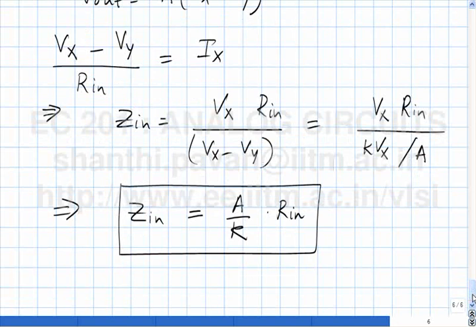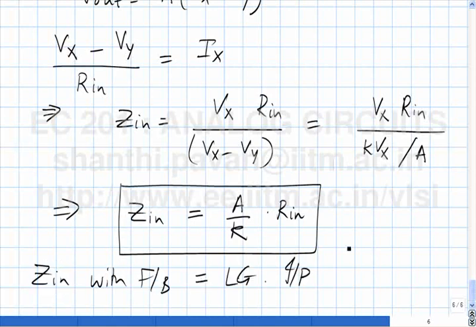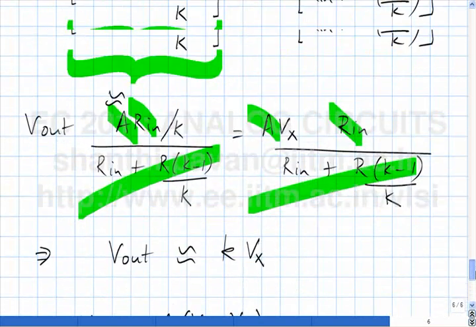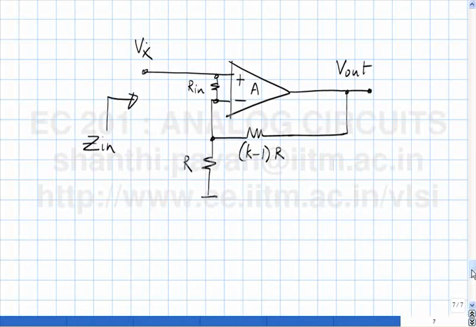So what can you see? The input impedance with feedback is the loop gain times the input impedance without feedback. That's what the math is telling you. What is the intuition? When we have no feedback, it's straightforward. The input impedance will simply be Rn, because if I push in a current, the incremental voltage will be whatever current I push in times Rn.